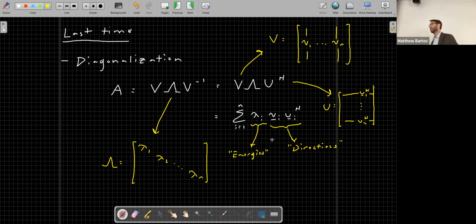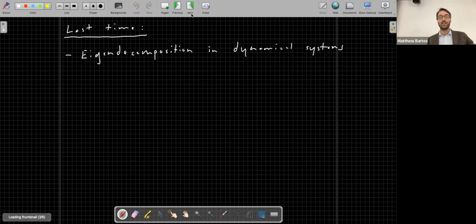We're going to get into this a bit more today. I really want to convey this way of thinking about the eigendecomposition. We're going to talk a little bit more about it when we get to the singular value decomposition, and I'll try to give you some intuition through an in-class exercise. Okay, and the final topic we talked about was the eigendecomposition in dynamical systems.